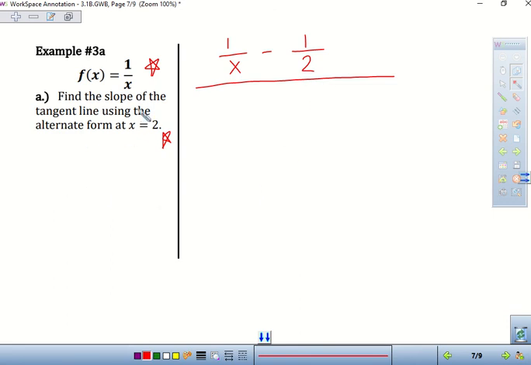Not always 2, whatever x is. Like, whatever they tell you to plug in for x. Not always 2, obviously. And then it's just x minus whatever your x value is, which is 2. So now you're just going to go ahead and simplify this.